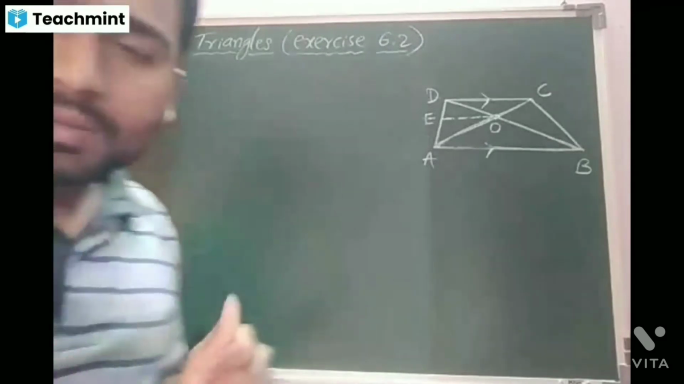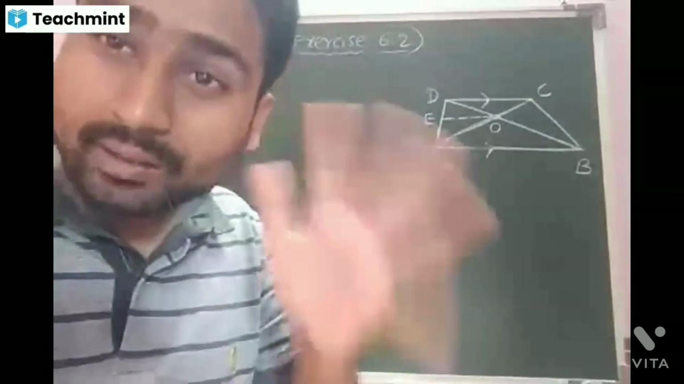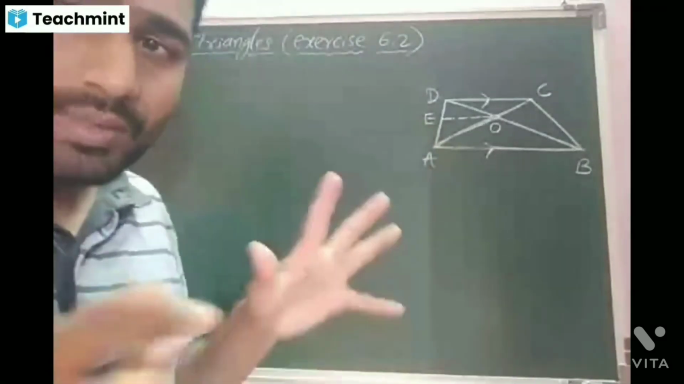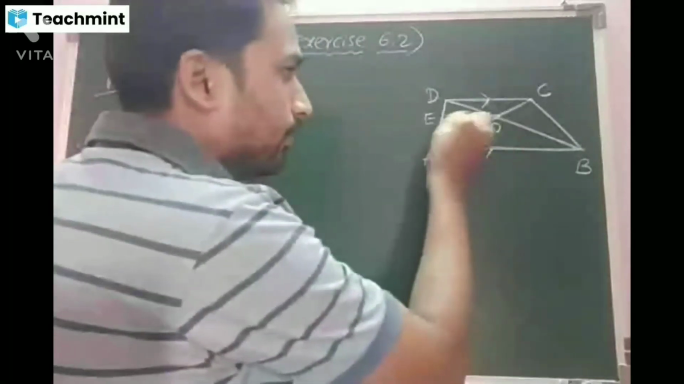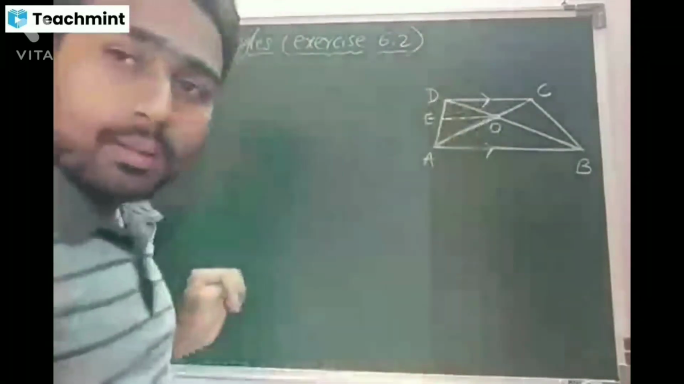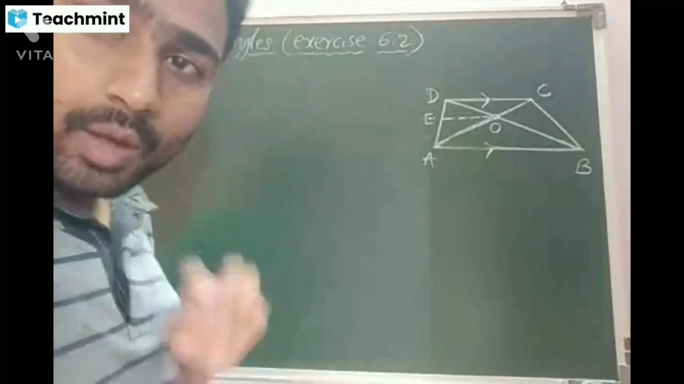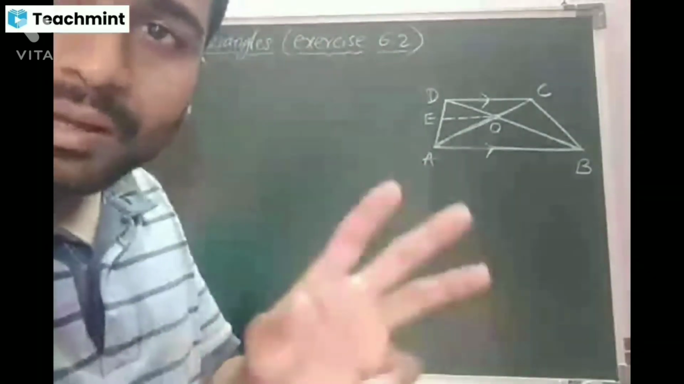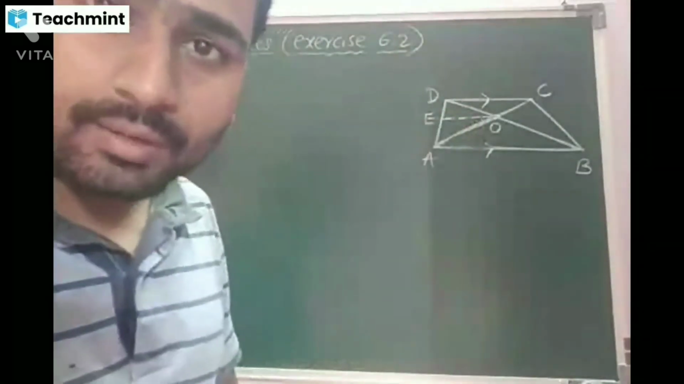Beta, the proof is very simple, but we need to be very attentive in this case. Look at this line OE, which is present in two triangles. Can you name the triangles in which OE is present? Quick.